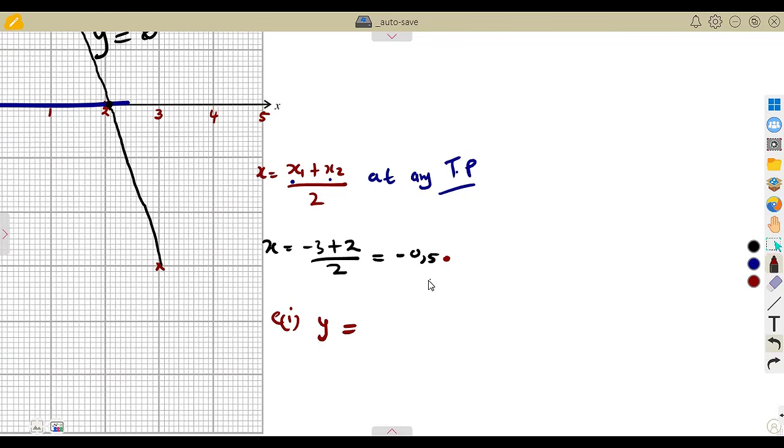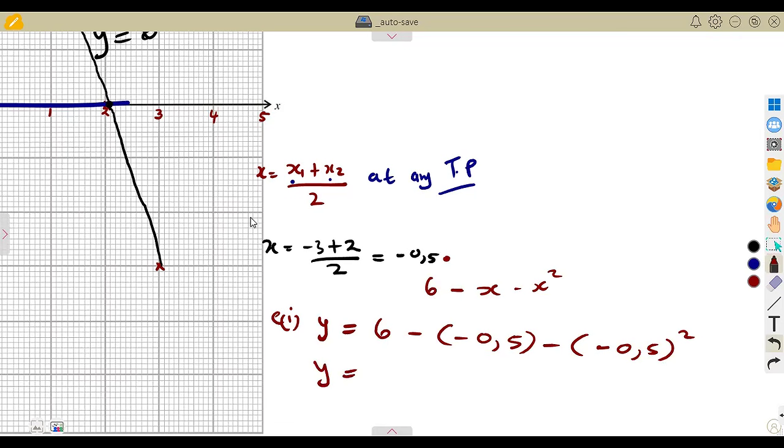So substituting into that equation, remember it was 6 minus x squared, you obtain the exact value. You are not going to miss this one. You obtain the exact value, even if your graph is not smooth. It gives you the answer that they have on the marking guide. So it is going to give us the maximum value of 6.25. Okay, so that was the maximum value.